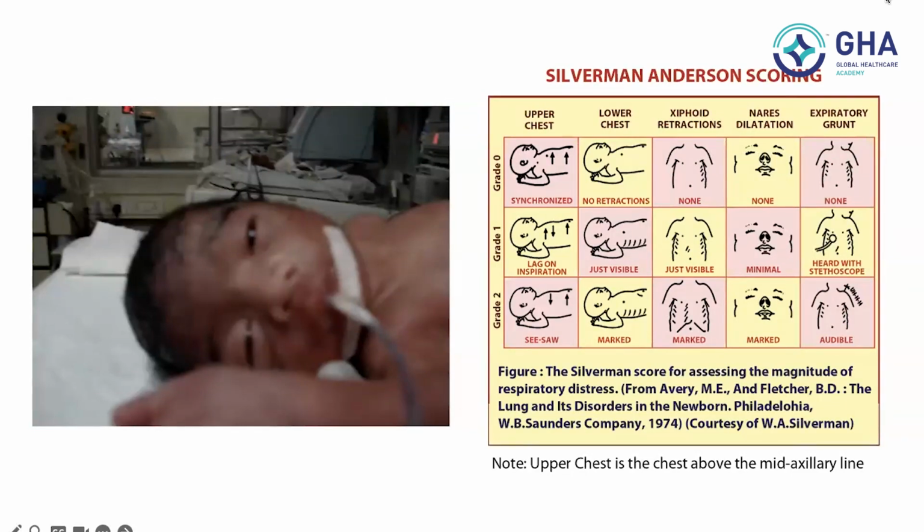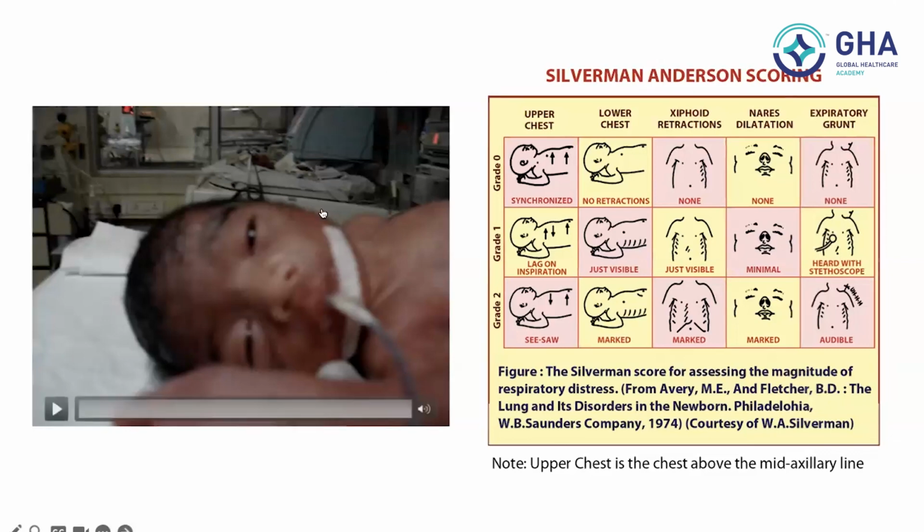And if abdomen is going up and chest is caving in, it becomes a score of 2. So lower chest is the chest below the mid-axillary line. Below the mid-axillary line, you are able to see retractions or not. No retraction is 0, some retractions is 1, and if you're able to see retractions below the mid-axillary line from the lower chest till the axilla, it is 2. Xiphoid: no retraction is 0, some xiphoid retraction is 1, and severe visible retractions is 2. Nasal flaring which is not visible is 0, if you're able to see it coming near to the baby it is 1, and if you're able to see from a distance, it is 2. Grunting: no grunting is 0, grunting heard with a stethoscope is 1, and grunting audible with a naked ear is 2.